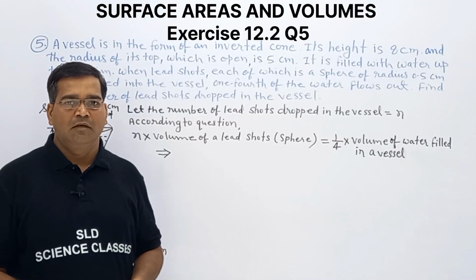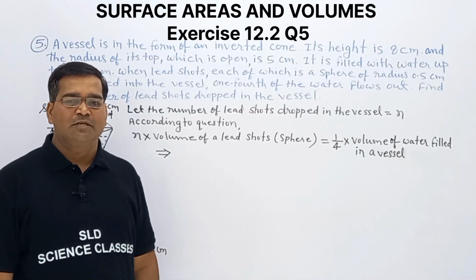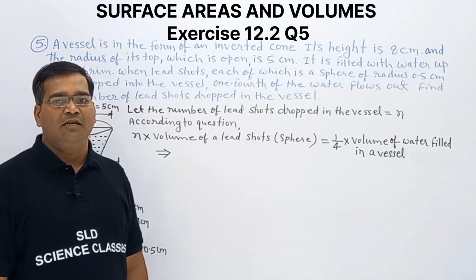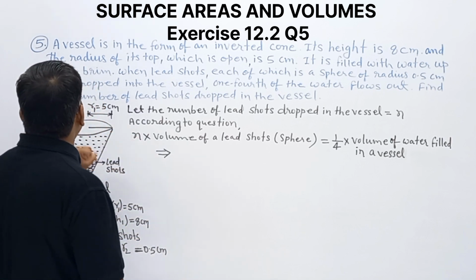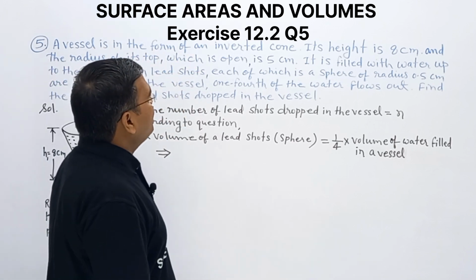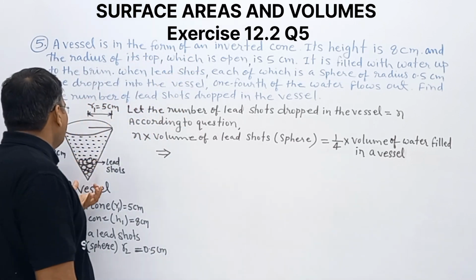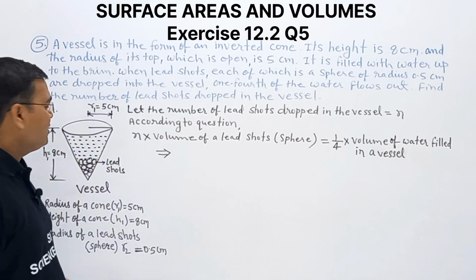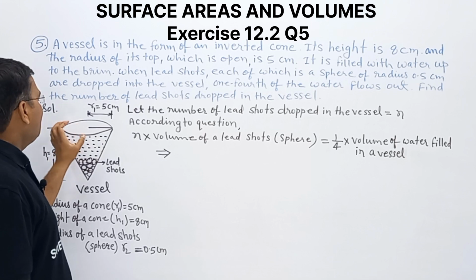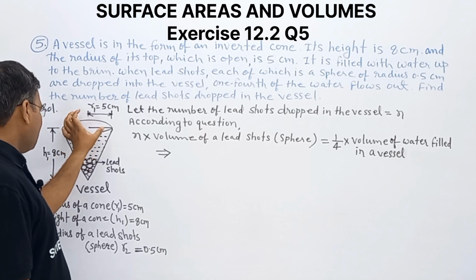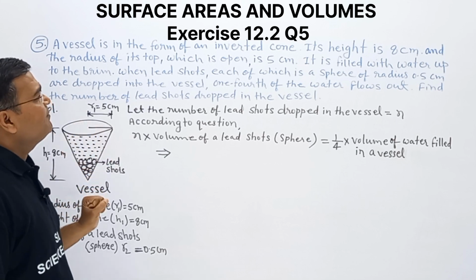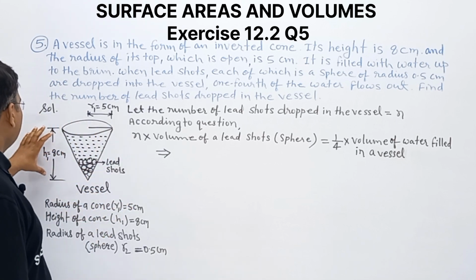In this class, we are going to discuss question number 5, exercise 12.2, surface area and volume. Observe this question. A vessel is in the form of an inverted cone. We have one container, one vessel, in the form of an inverted cone, like this. Clear? Its height is 8 centimeter.